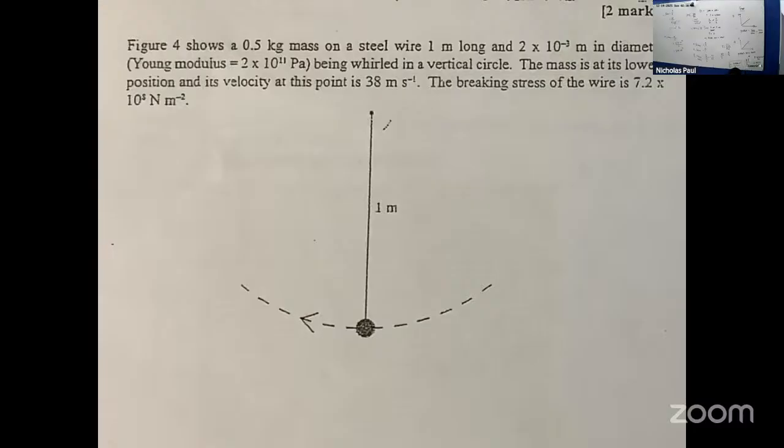All right, let's start looking at it. So, what did they give us here, Dante? You get a chance to do it. Now we just write down what they gave us. They gave us the mass, 0.5 kilograms. They gave us the original length of the wire. They gave us the diameter of the wire. They gave us Young's modulus as well.